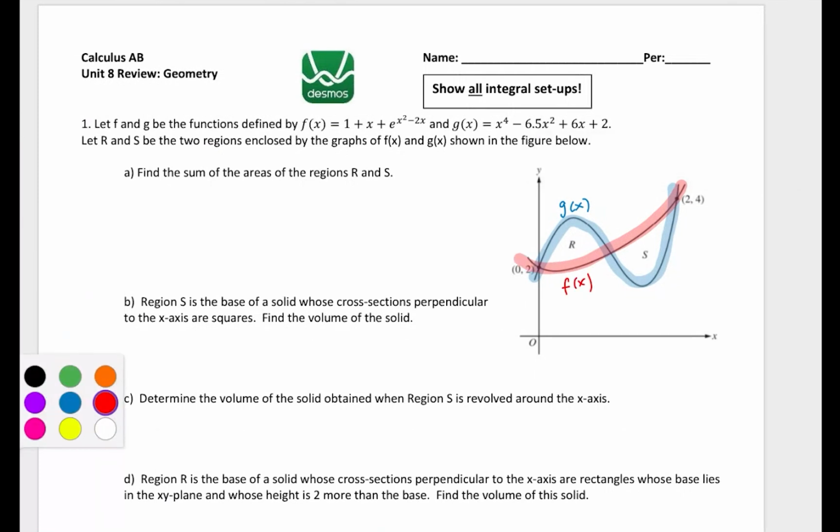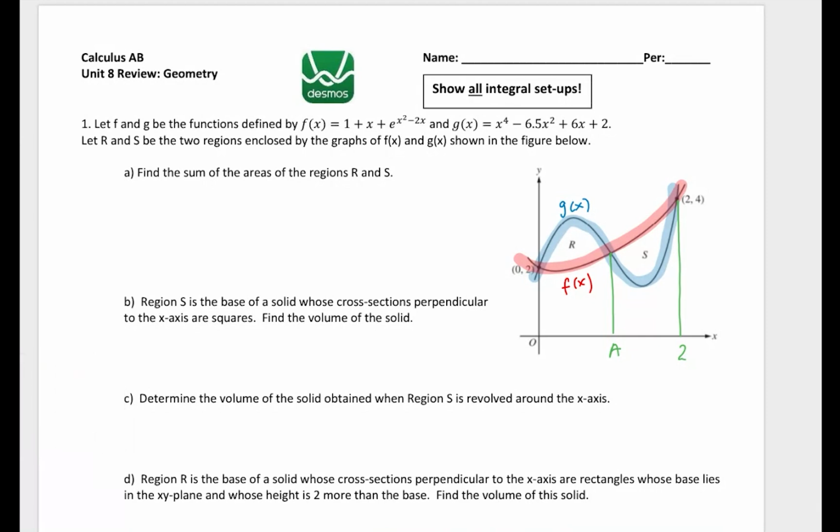The reason it's super important that we know which one is which is because at that point of intersection, which we'll have to figure out, maybe I'll just call that A for now, the function that is on top is going to switch. Between 0 and A, g is on top, but between A and 2, f is on top. So when we set up this integral, we're actually going to have to set it up into two separate parts, and let's go ahead and write out what that is.